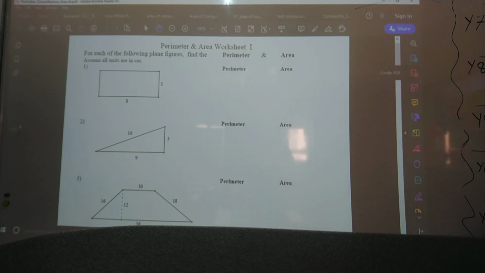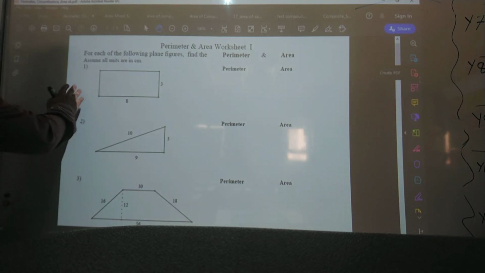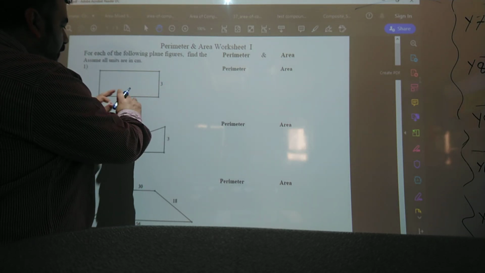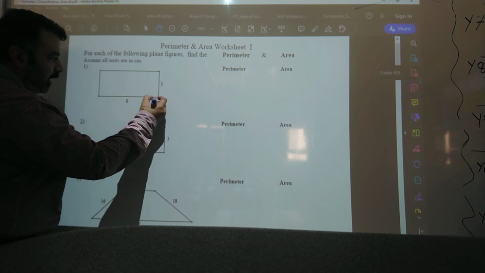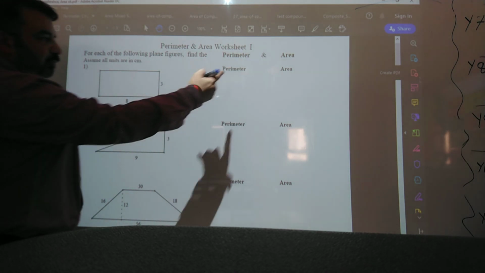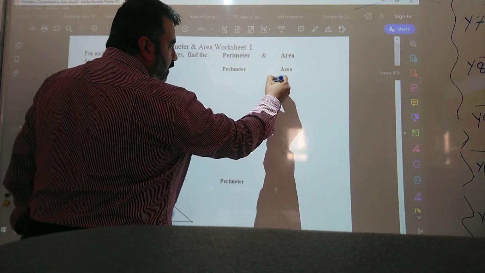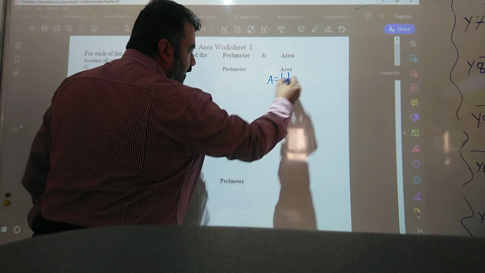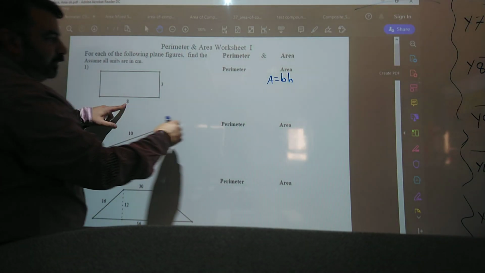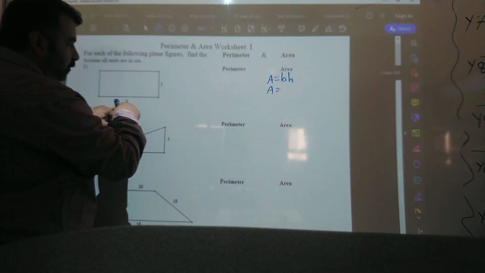Now, the first shape is the rectangle. To find the area of the rectangle, we have this is the base, and this is the height. To find the area, all you have to do is, area equals base times height. In this case, we have the area here equal to 8.